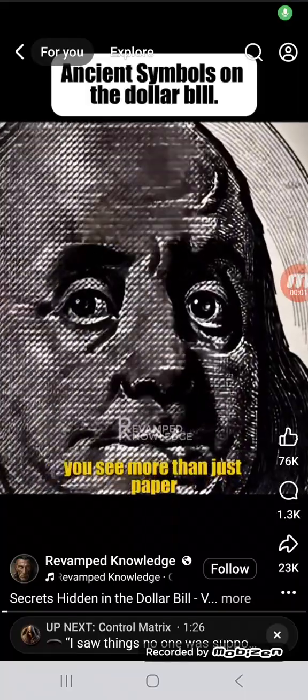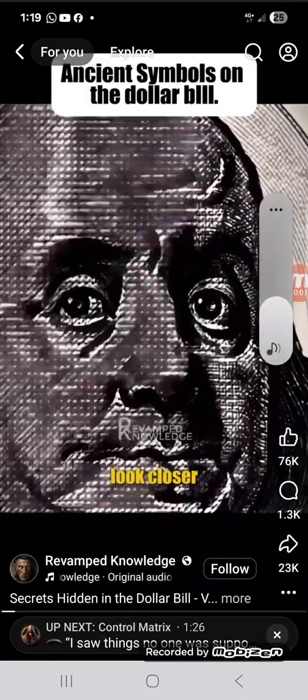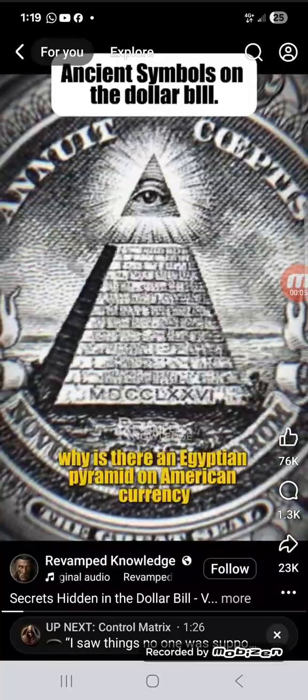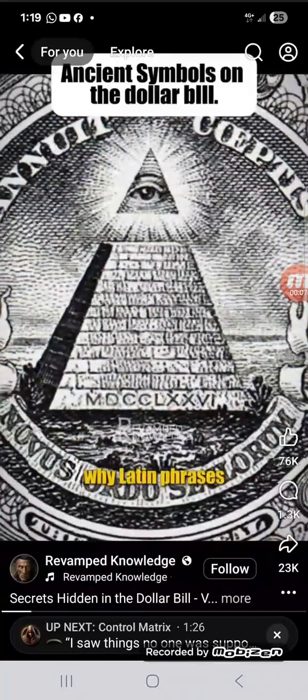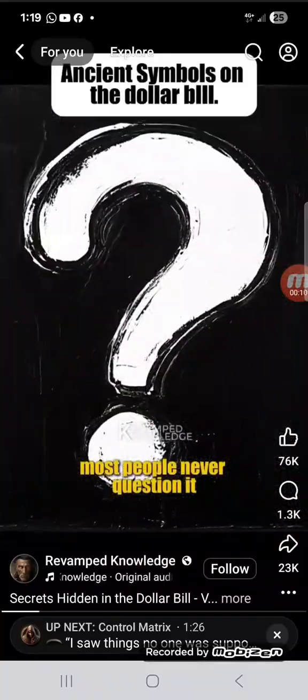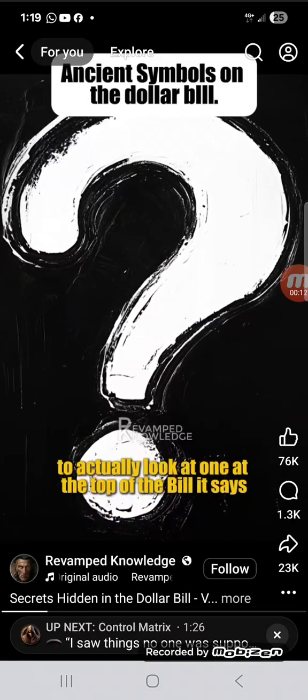Look at the dollar bill, you see more than just paper. Look closer. Why is there an Egyptian pyramid on American currency? Why Latin phrases? Most people never question it. They're too busy chasing dollars to actually look at one.